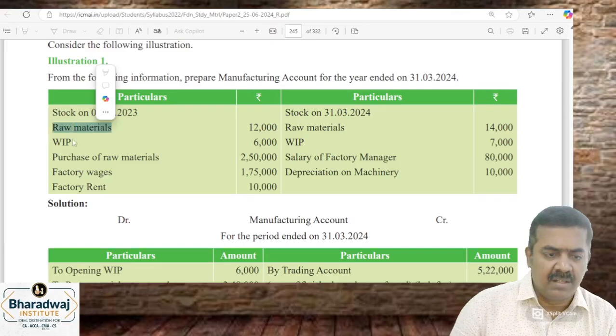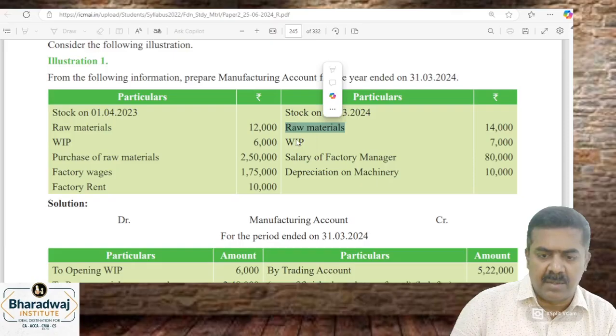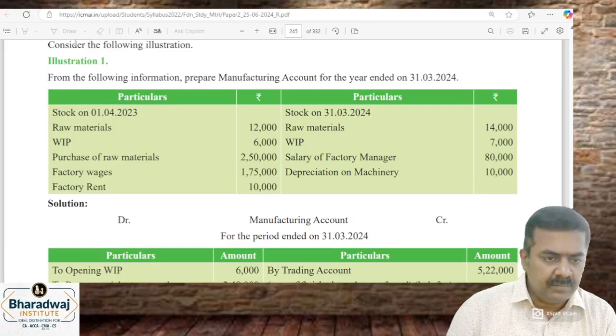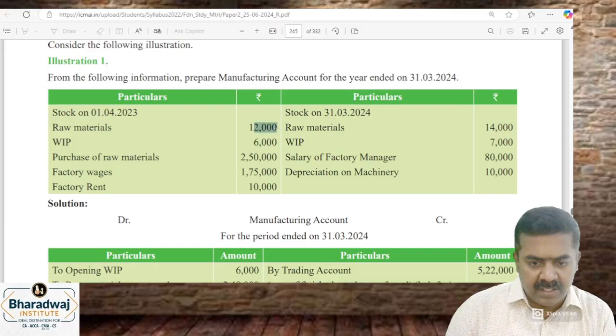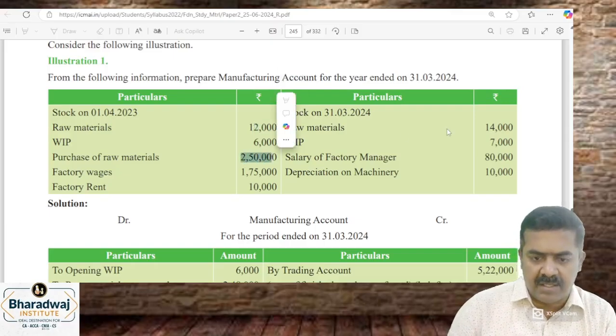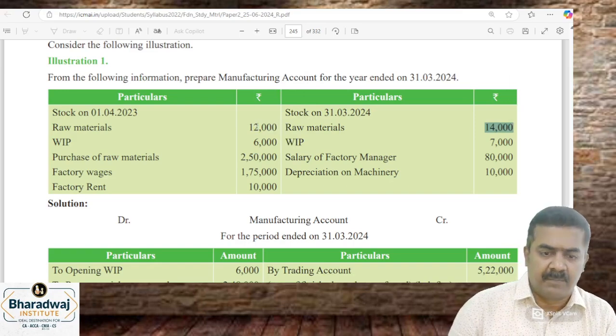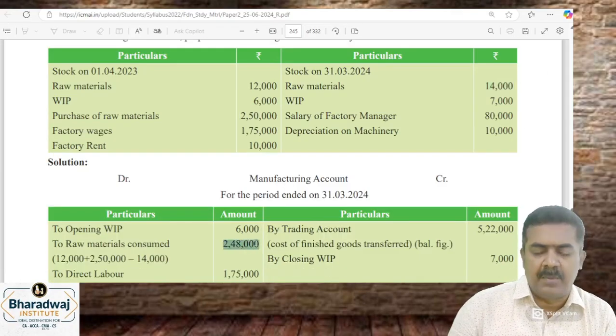Go to illustration 1. Opening stock, what have they given? Raw material and WIP they have given, purchase of raw material, wages, rent, closing stock of raw material, closing WIP, salary to factory manager, and depreciation on machinery. So what will be debited? Opening WIP, which is 6,000. How to work out raw material consumed? Opening stock of raw material plus purchase of raw material minus closing stock of raw material will give us the raw material consumed. We need not work all these things out.